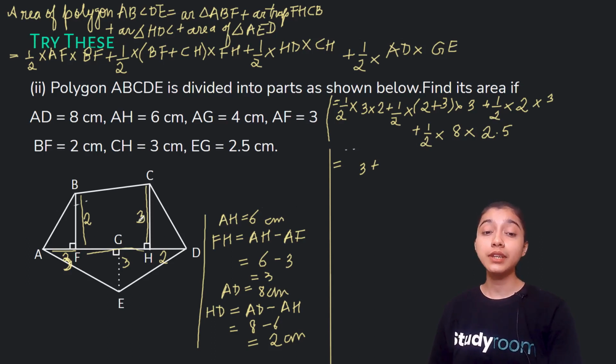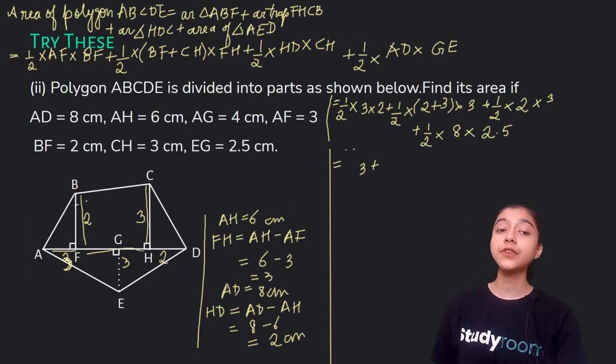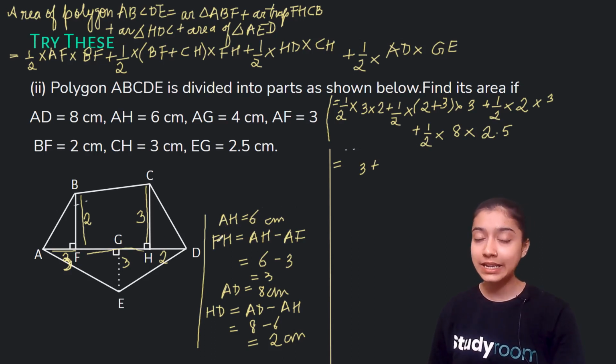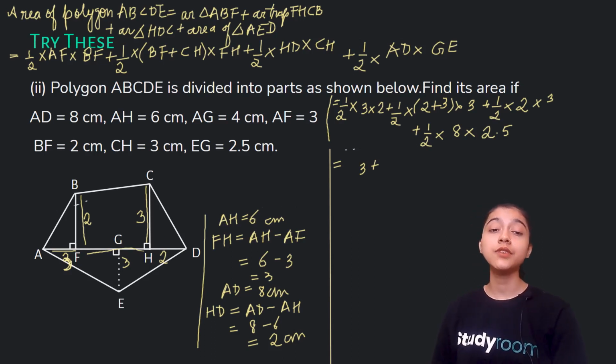Now talking about the next right angle triangle, the area is half multiplied with base, that is HD, multiplied with the height, that is CH. And then lastly, we have another triangle below it, that is the area of triangle AED. In order to calculate this area, we will use the formula half into base into height. That is half into the entire base, that is AD, multiplied by the height given over here, GE. So what we have to do is to put the values of these terms in this formula in order to get the area.